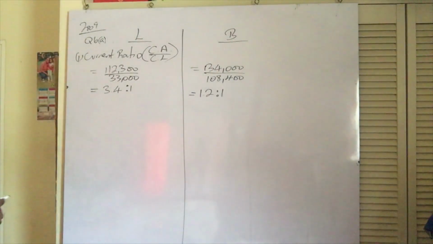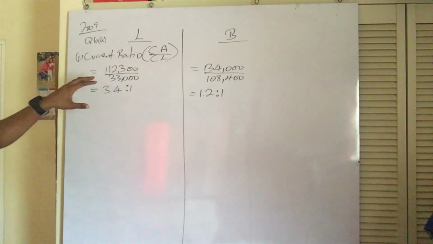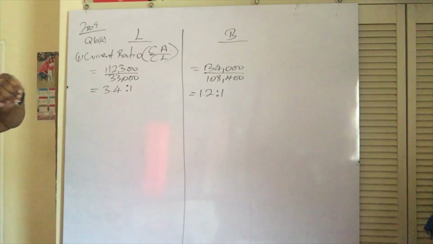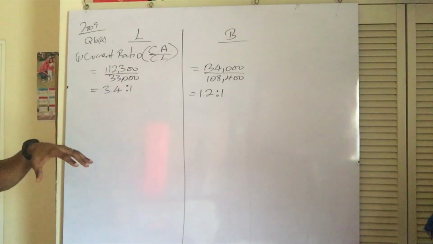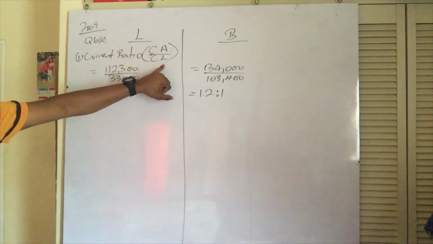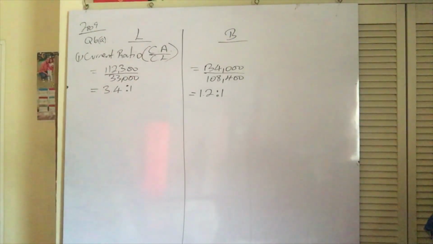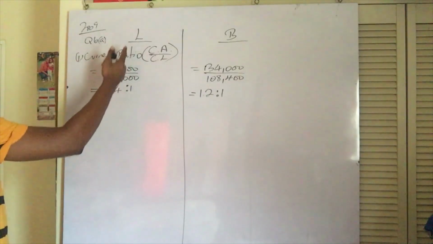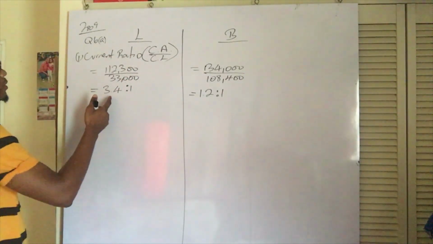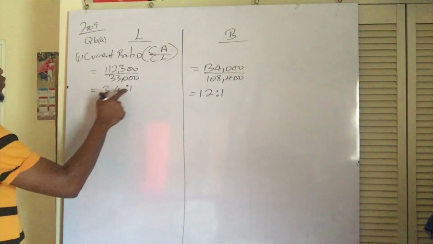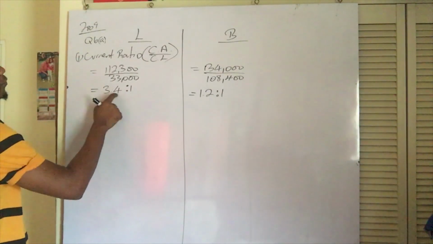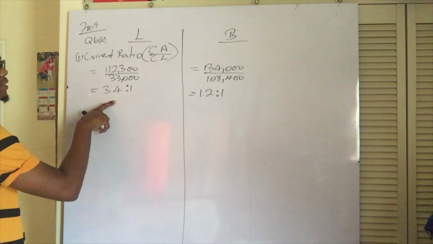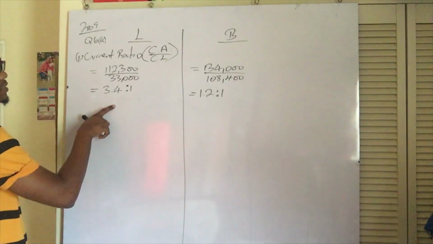What is the significance of this? It's important for you to not only be able to calculate them, but to be able to understand what it means. The current ratio would show how many times your current assets can cover your current liabilities should the business go bankrupt. So what this is saying is that for Linguini, they can cover their liabilities 3.4 times. It's not bad at all.